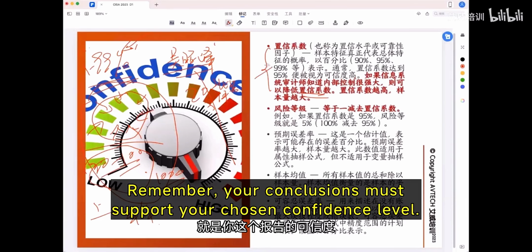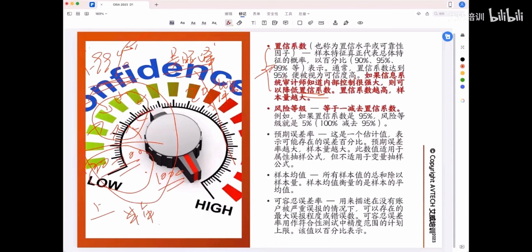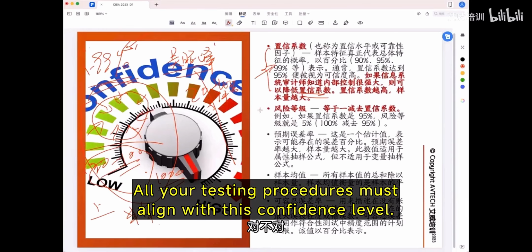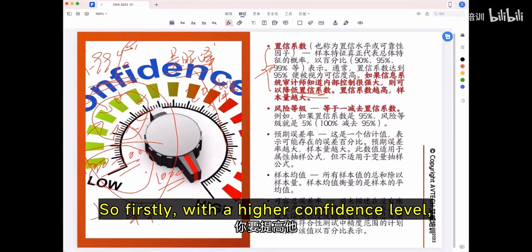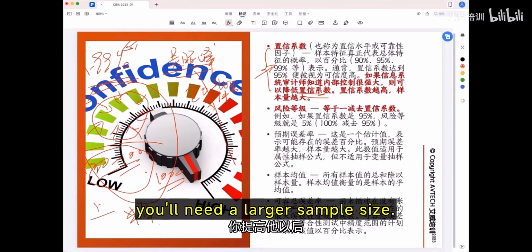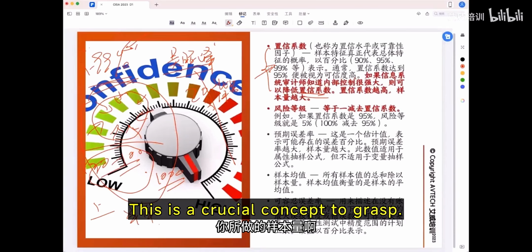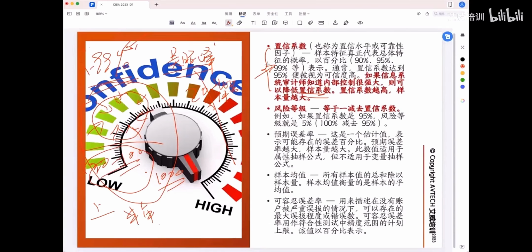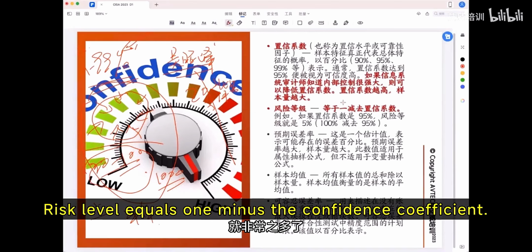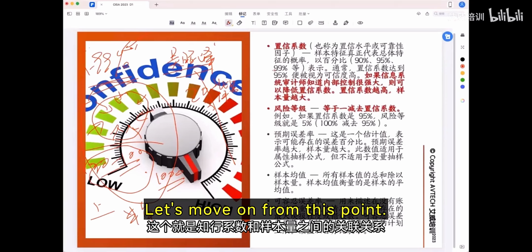Remember, your conclusions must support your chosen confidence level. All your testing procedures must align with this confidence level. So firstly, with a higher confidence level, you'll need a larger sample size. This is a crucial concept to grasp. Risk level equals 1 minus the confidence coefficient. Let's move on from this point.